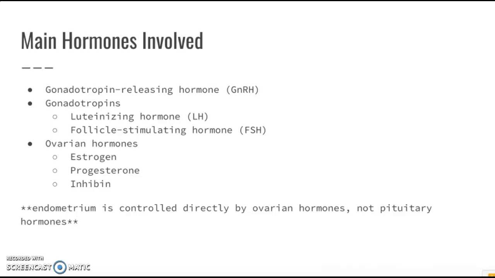Progesterone prepares the body for pregnancy by causing the uterine lining to thicken, and when pregnant, it prevents uterine contractions and prepares the breast for lactation. And inhibin is important for signaling to the pituitary to inhibit FSH secretion.